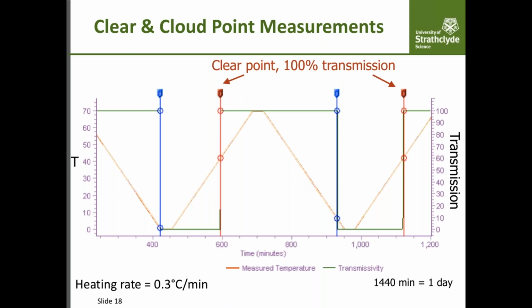and the corresponding temperature in the temperature profile is then your clear point temperature. We can do that twice in a row for the same sample and determine clear point temperatures, and you see that they are quite close to each other. Usually we use here a heating rate of around 0.3 degrees per minute to get accurate clear point temperature measurements.